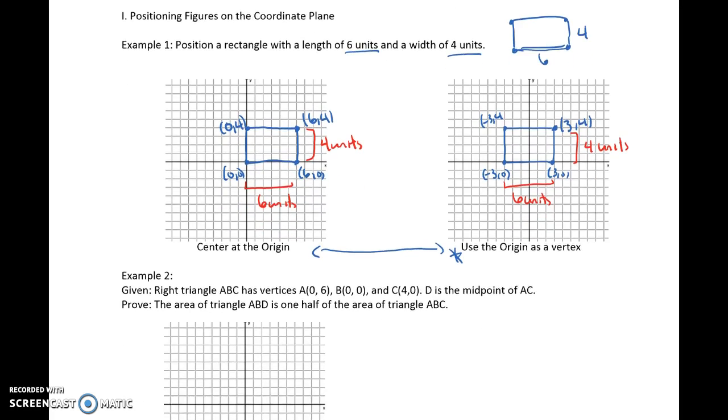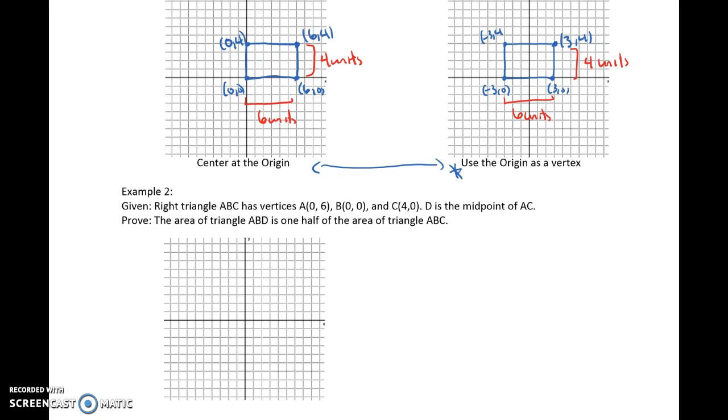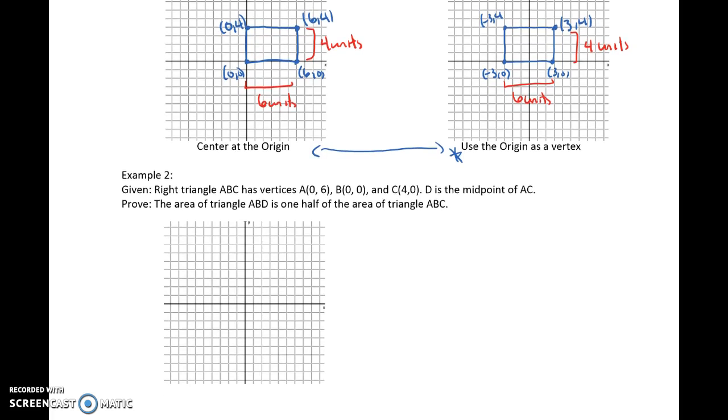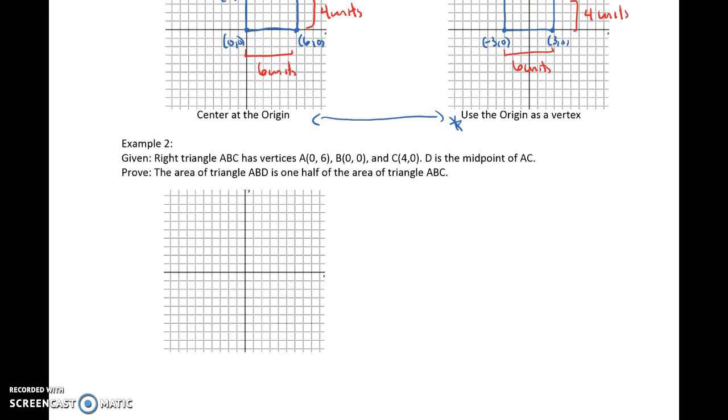So if you take a look at the next example, we're going to do a little proof here. We want to take the right triangle that we're given, the fact that D is the midpoint of AC, and then prove that the triangle ABD has an area that's 1/2 of the triangle ABC. So it might help to actually plot out the points. I'm going to count each of these as a unit of 1.